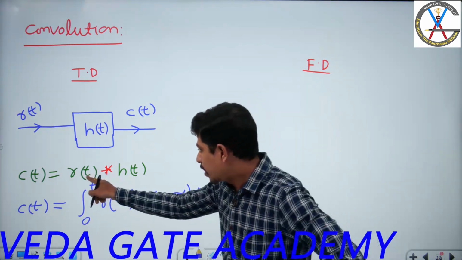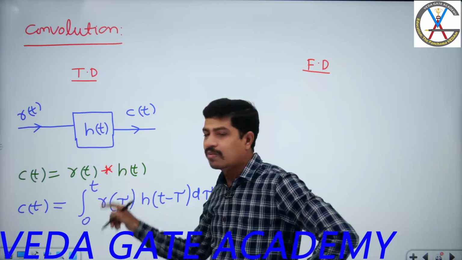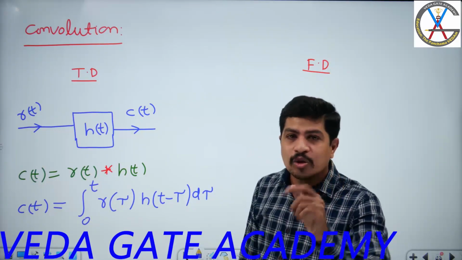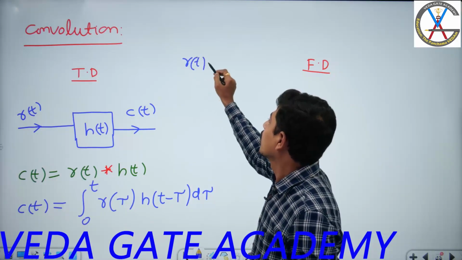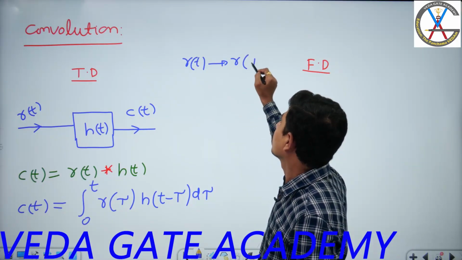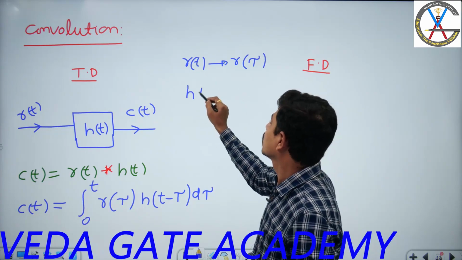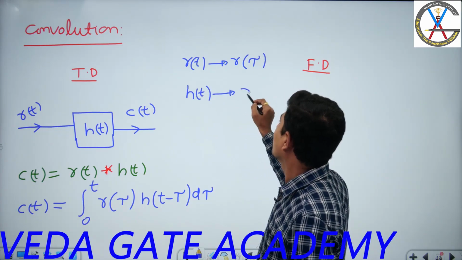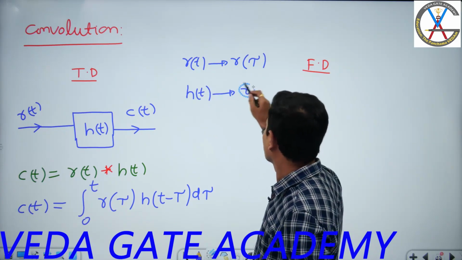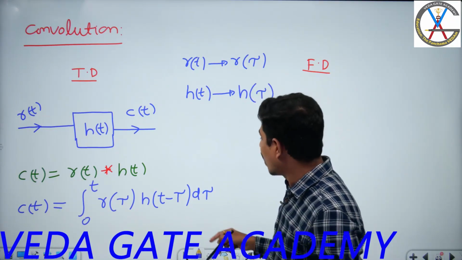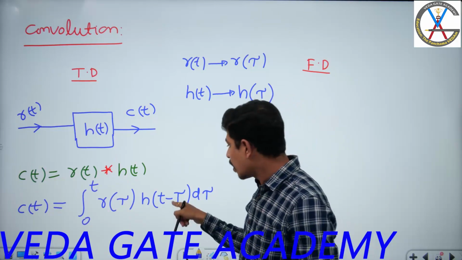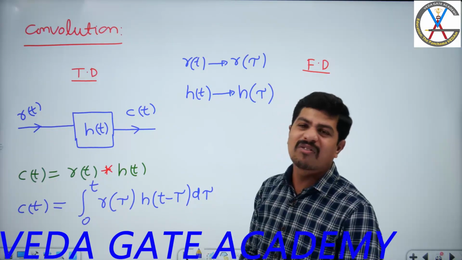We have two signals here, r of t and h of t. Replace that t with a new variable called tau. First, take r of t and replace it with a new variable tau. Take h of t and replace it with tau, giving h of tau. After replacing, what I want is h of minus tau.